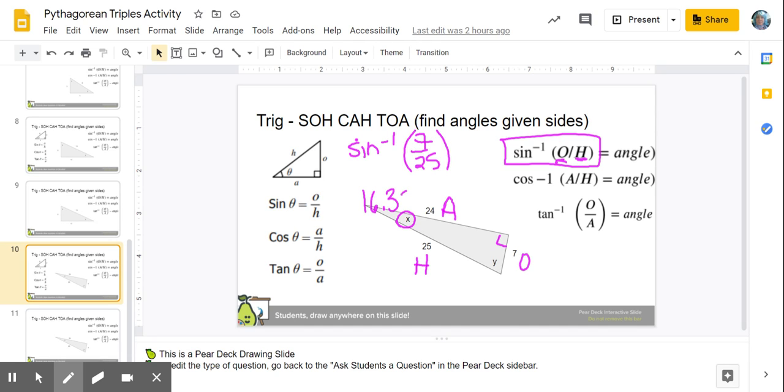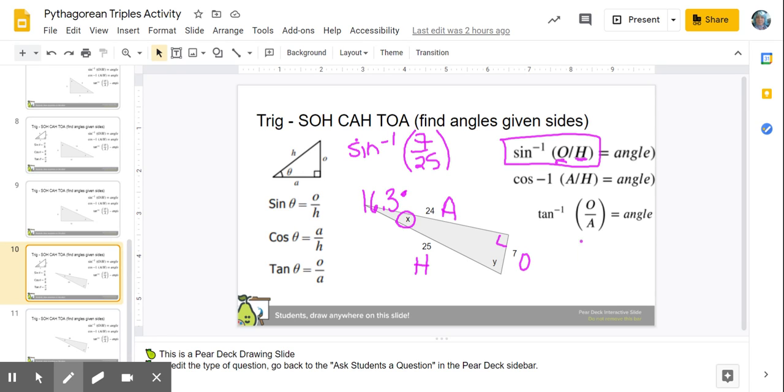16.3. Did anybody else get that? So what's angle Y? I got 15.6. You got 15.6. Did you do 7 over 25? Yeah. Hmm. I did the other one. Oh, for tangent? Yeah. Okay.